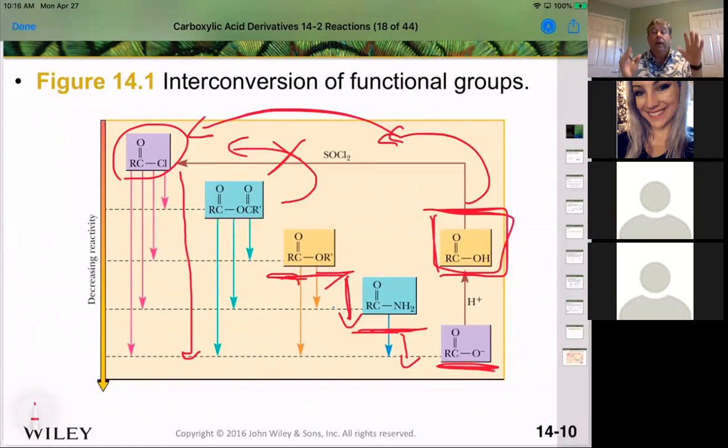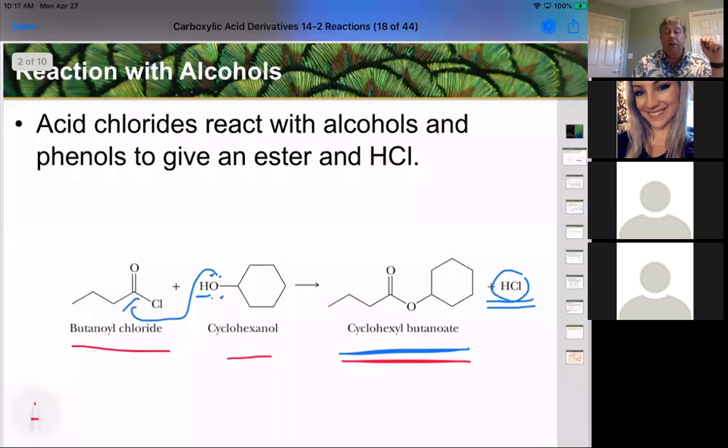Okay, so this conversion of functionality based on reactivity is the key thing we need to think about when we look at these carboxylic acid derivatives. Which means that when we have alcohols, we can react them with acid chlorides, we can react them with acid anhydrides, and we can also react them with esters if we want to exchange the esters. So let's look at those reactions.